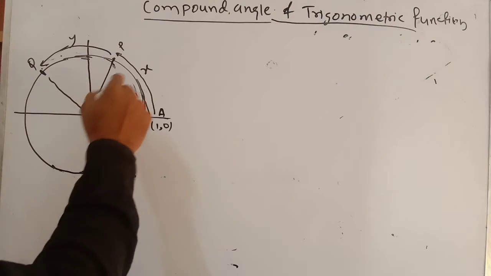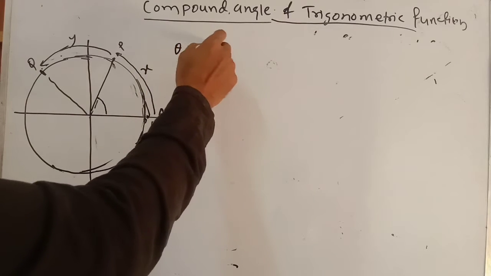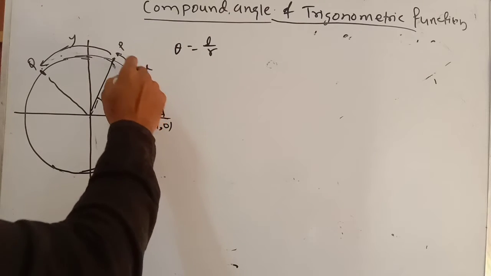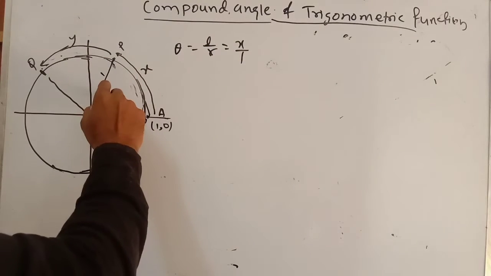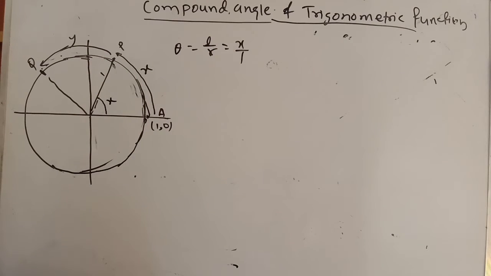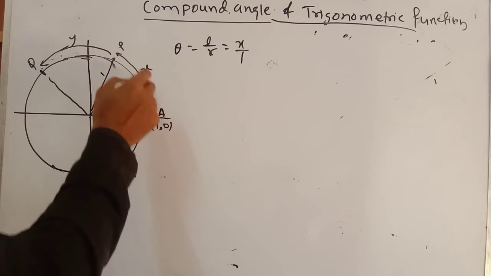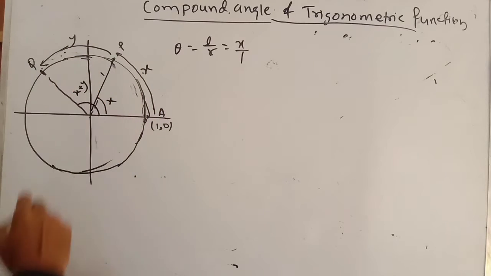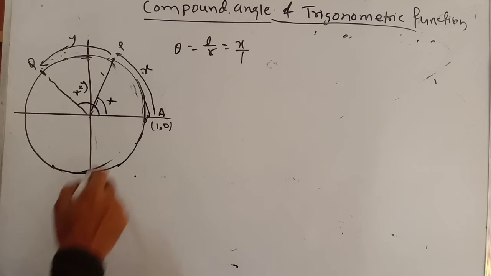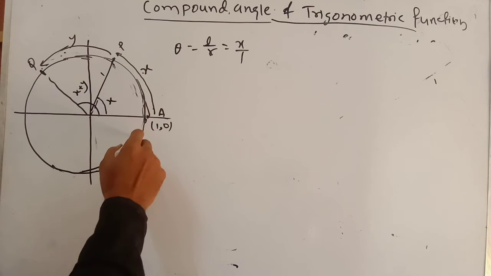at the center? So you know theta equals L by r. What is L here? x. And what is r? r is 1. So what is the angle here? x. Similarly, if the arc is x plus y, then this angle is x plus y.